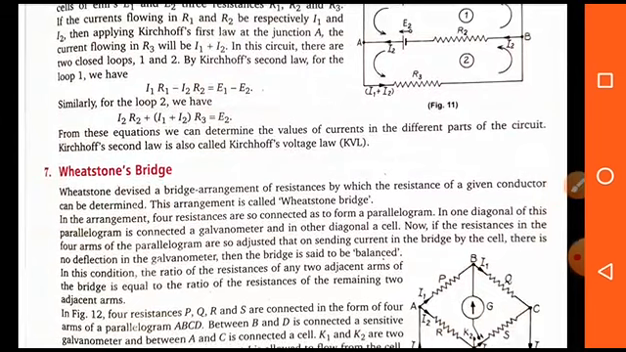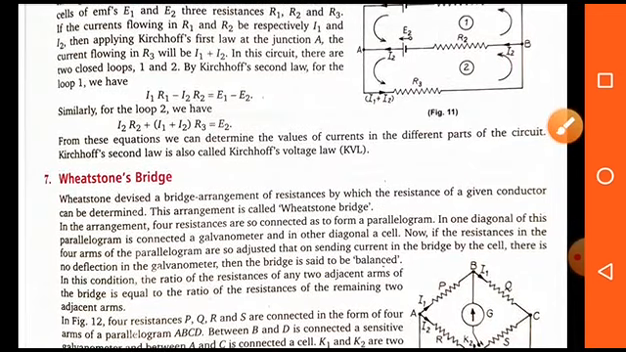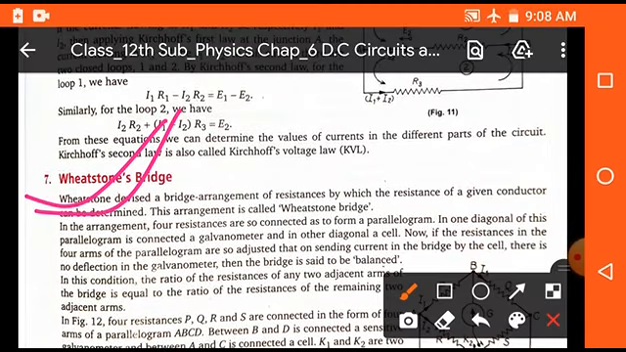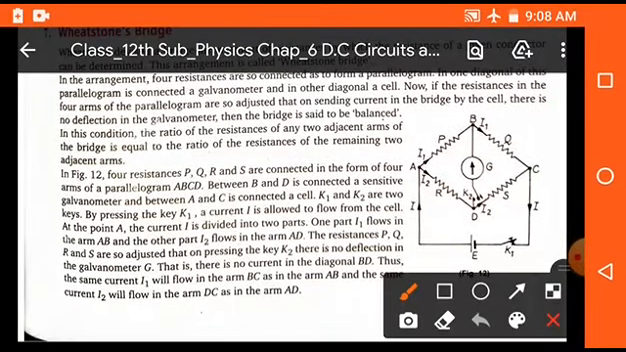Okay students, now we will discuss another important topic, and this is the Wheatstone bridge. It is known as the Wheatstone bridge because in this construction four resistances are connected in the form of a bridge, and it was discovered by Wheatstone. That's why it is known as the Wheatstone bridge. You can see the construction and diagram.